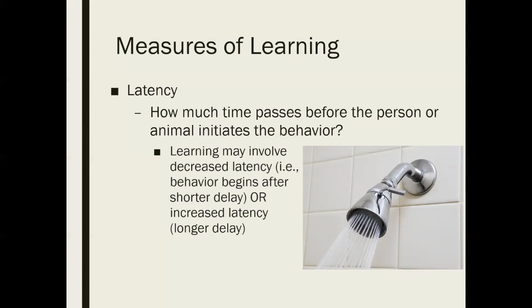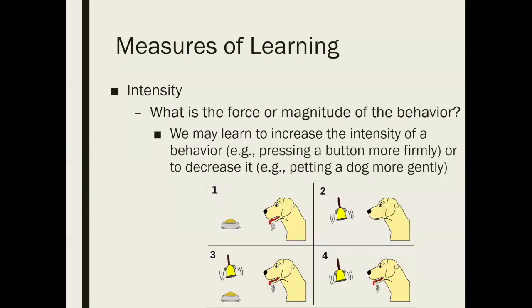So, guys, a lot of these measures of learning are pretty straightforward, but there are a few more that maybe aren't as intuitive, like this one: intensity. And, guys, when we talk about the intensity of a behavior, we're talking about the force of it, okay, or the magnitude of it, the strength of it. So, for example, as a dog learns to associate the sound of a bell with food, as you repeatedly ring the bell and then present the food over and over again, that dog will eventually learn to salivate more and more to the bell, right?